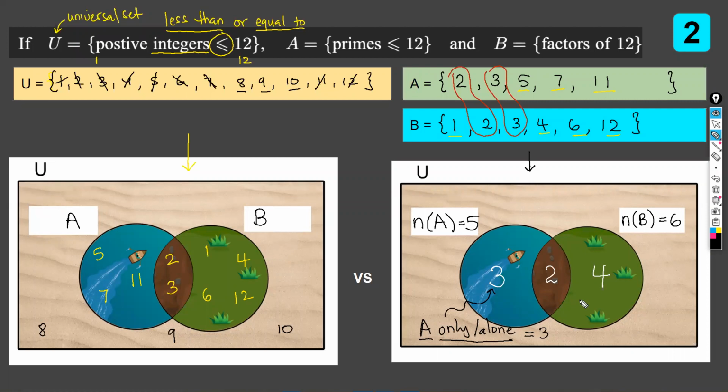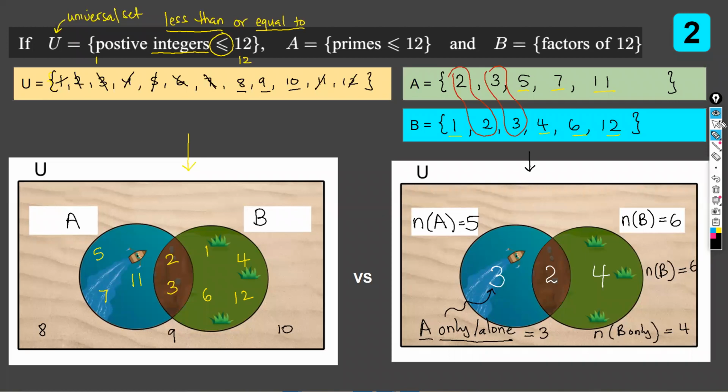4. But if I write a sentence, N open brackets B only, the number of people in B only would be how much? 4. But if I say NB and I don't use the word only, I'm referring to the number of items in the whole B circle, which we know is how much? 6. That's very, very important. That is the number 1 mistake made in Venn diagrams.